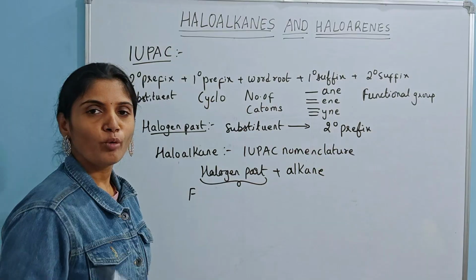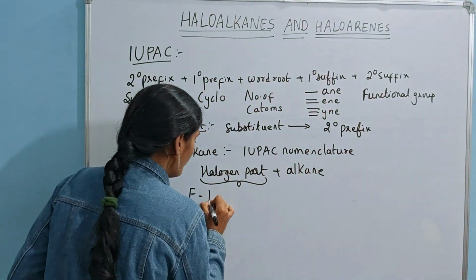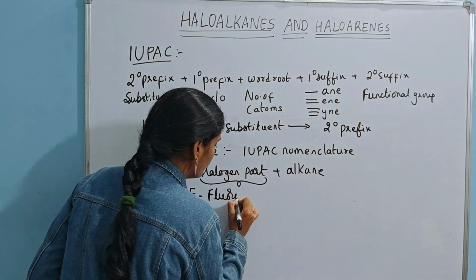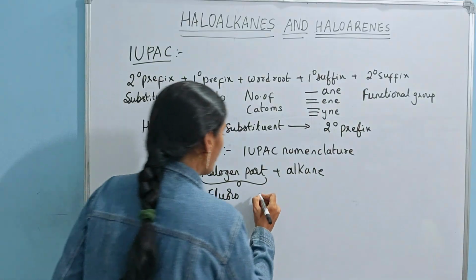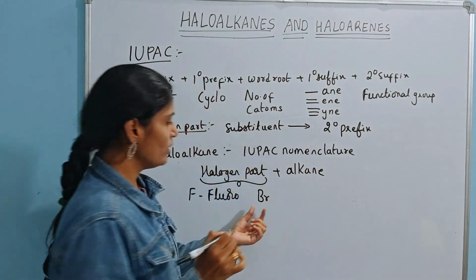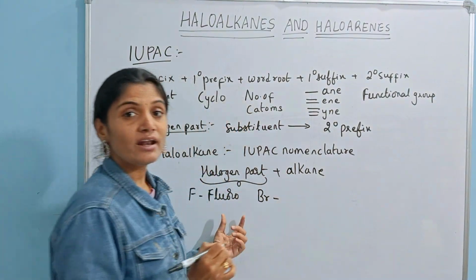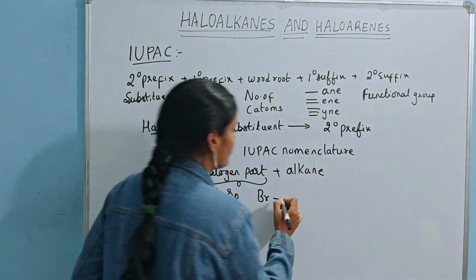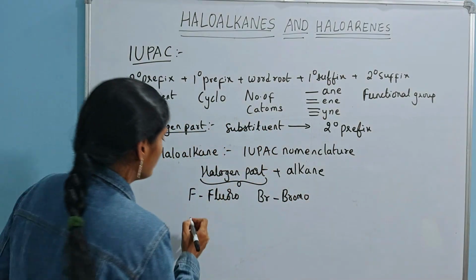Fluorine, chlorine, bromine, iodine. So how should I write fluorine as a secondary prefix? Fluorine I write as fluoro, because it is halo, it will be fluoro. If bromine is your substituent halogen, then your secondary prefix should be bromo. Okay, fluoro. Okay, we'll write chlorine.